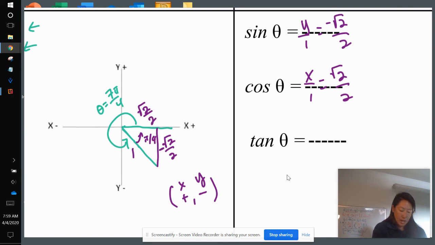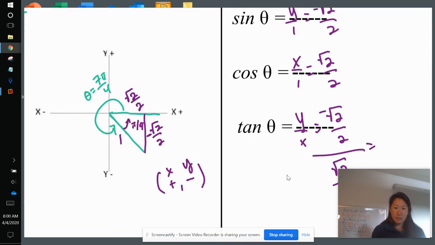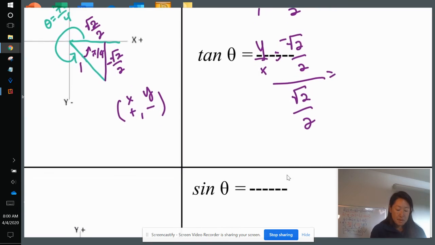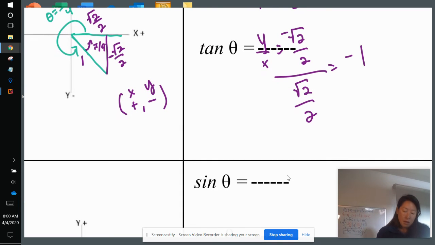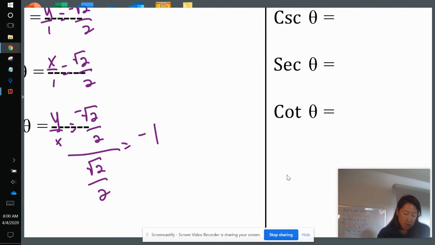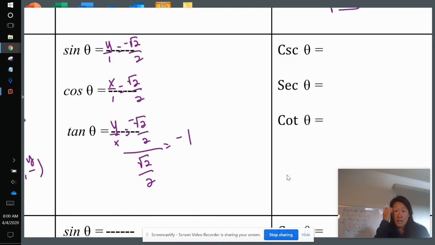Tangent is y over x. So the y value of the triangle over the x value of the triangle, which gives us negative root 2 over 2 over positive root 2 over 2. What's anything divided by itself? It's 1. So this is going to be negative 1. Then we use those to help us do our secant, cosecant, and cotangent. Let's start with cotangent. The reciprocal of negative 1 would be negative 1.